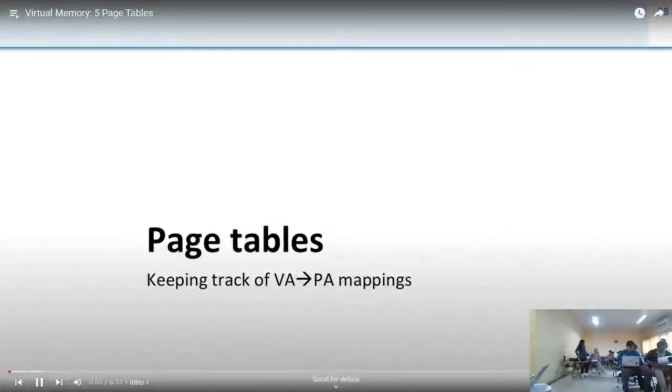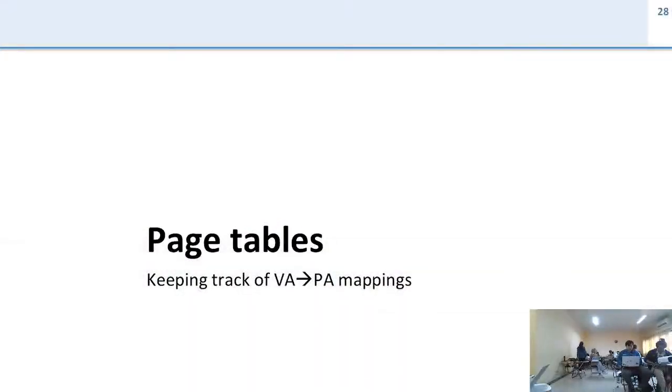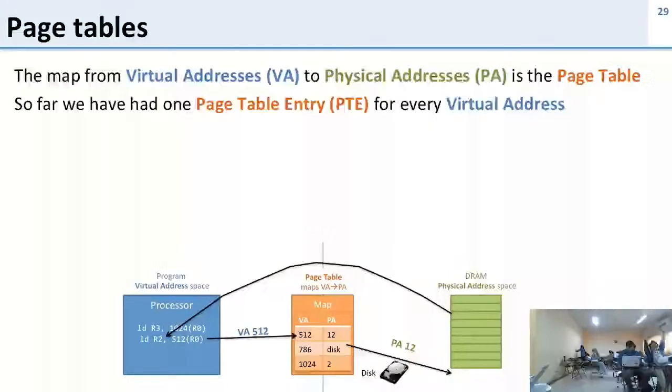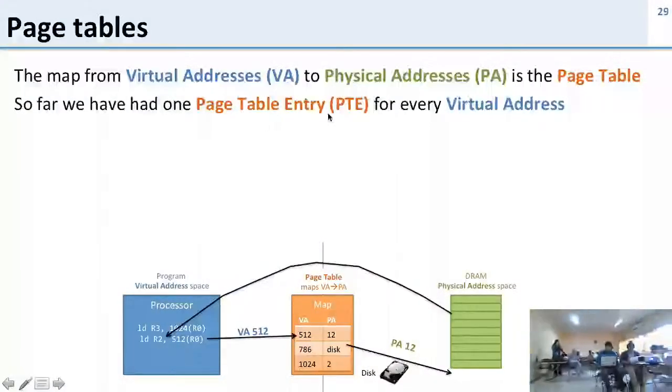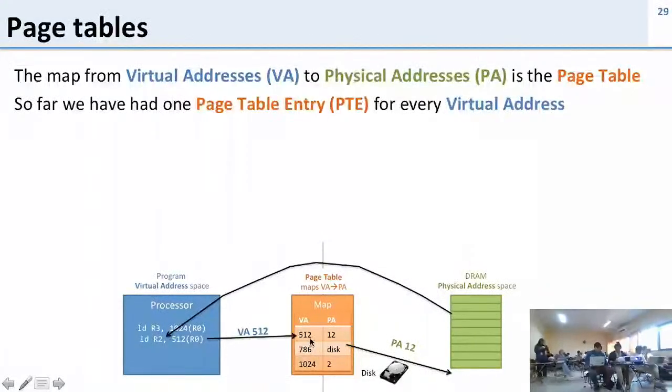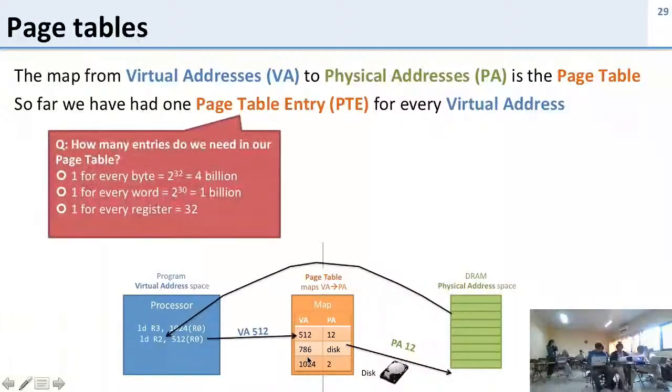Now we're going to talk about page tables. The page table is the mapping that keeps track of these virtual address to physical address mappings. And we're going to see in a minute why we call it a page table. So we saw before that we have this map from the virtual addresses to the physical addresses. We're going to call this the page table. What we've seen so far is we had one page table entry for every virtual address. So here we had one entry for address 512, one entry for 786, because we also had entries for all the words in between these as well.